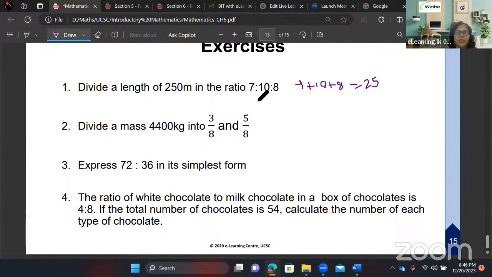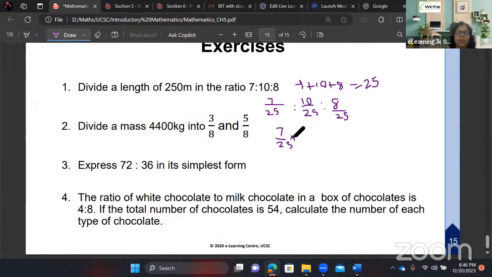You can write each ratio as a fraction. One is 7 out of 25. The other one is 10 out of 25. The next one is 8 out of 25. Now you know the fractions. Then you can easily find the length.